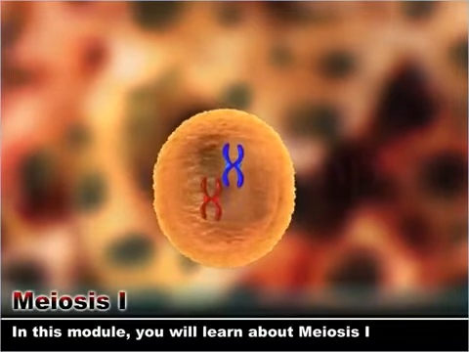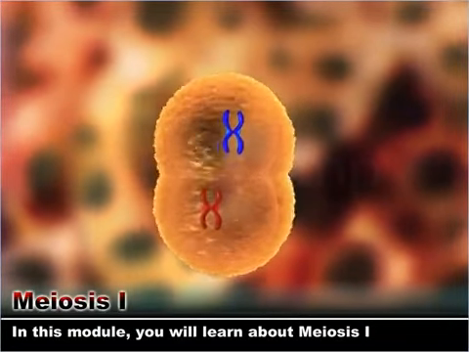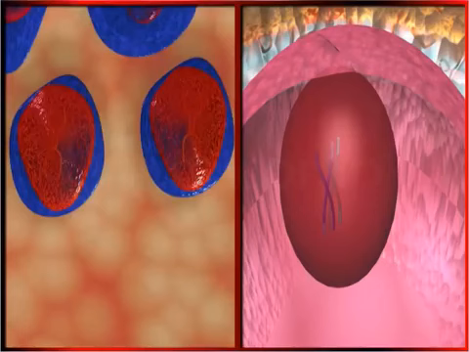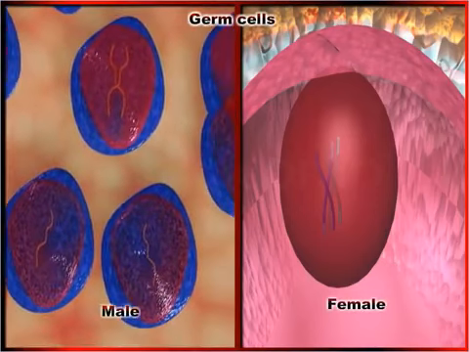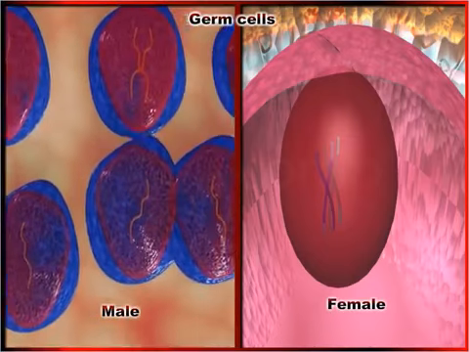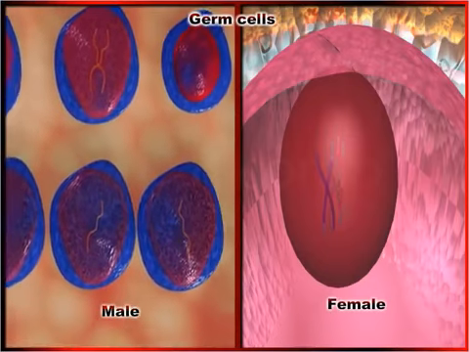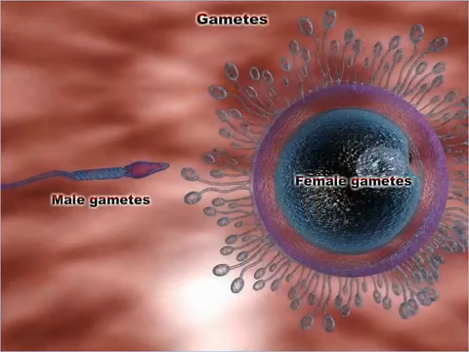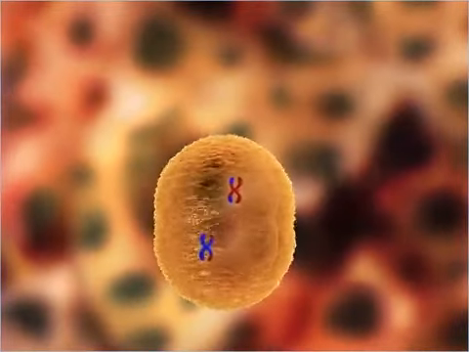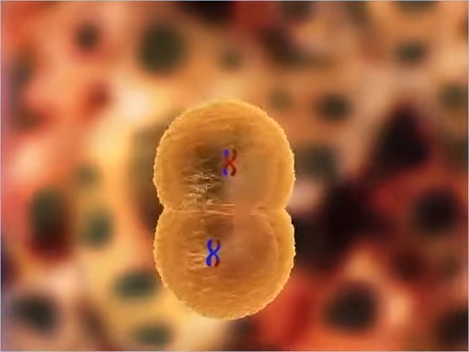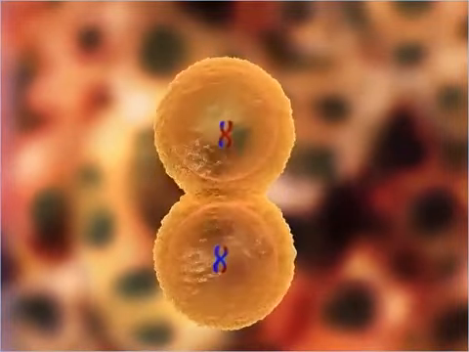Meiosis I. In this module you will learn about meiosis I. Meiosis is a nuclear division that occurs in the germ cells of sexually reproducing organisms during the production of reproductive cells called gametes. Meiosis is a reductional division that reduces the chromosome number of a cell by half.